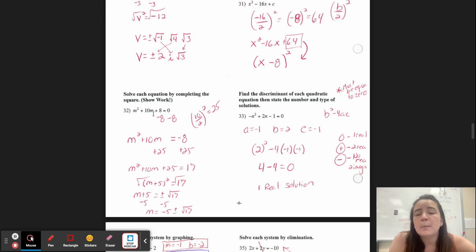This one I would not be able to solve by taking square roots because it doesn't have just m squared and that's it. It has another m here. And I can't solve by factoring because there's not two numbers that multiply to give me 8, but add to give me 10.